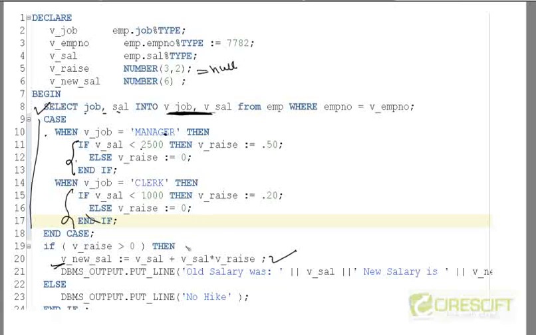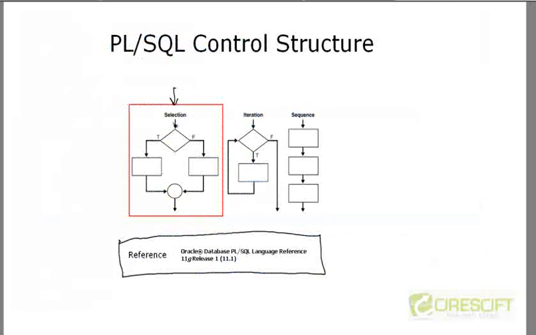So this is how you use if then else if to select different things. The logic is that there should be a condition which will return either true or false. Based on that, it's action 1 or action 2. So this is an example of a PL/SQL control structure using selection.